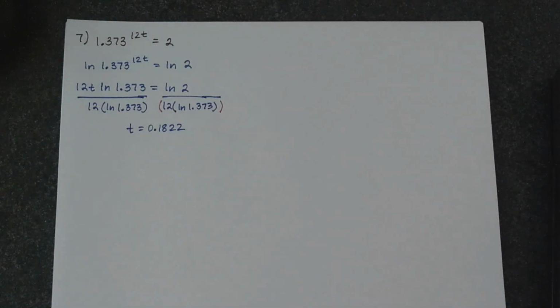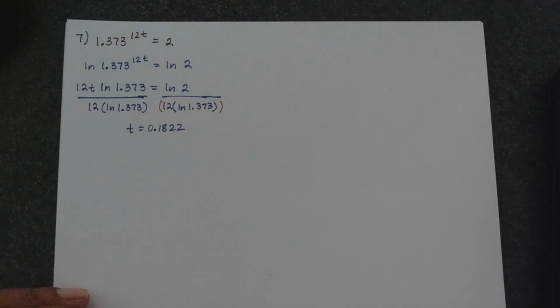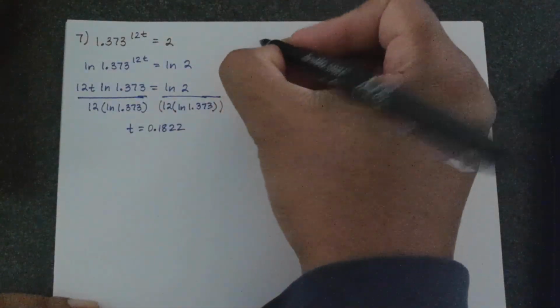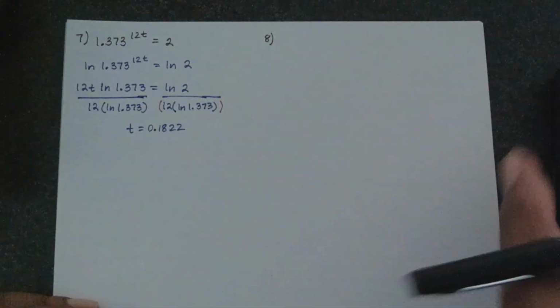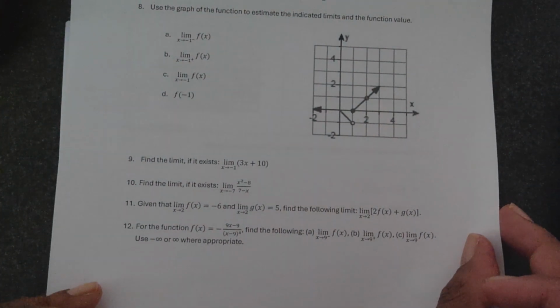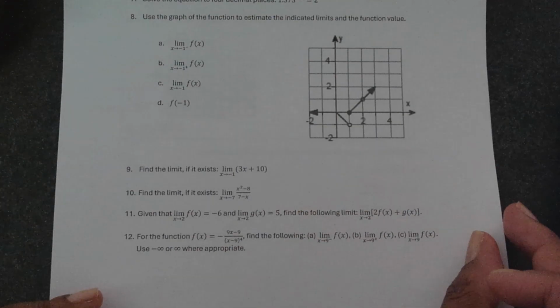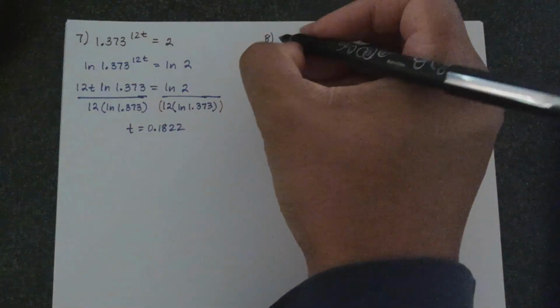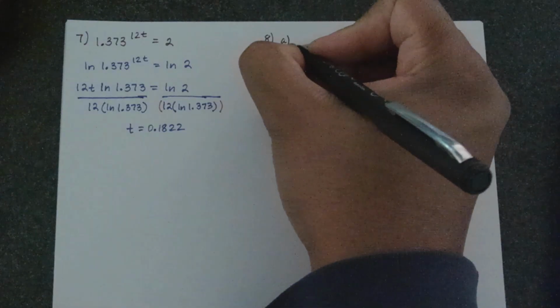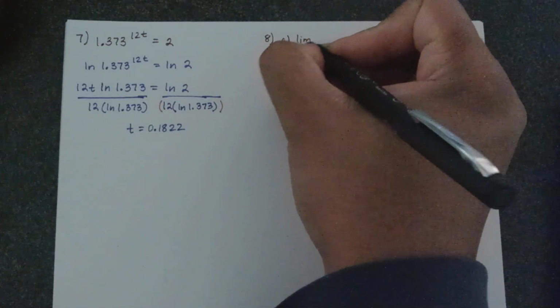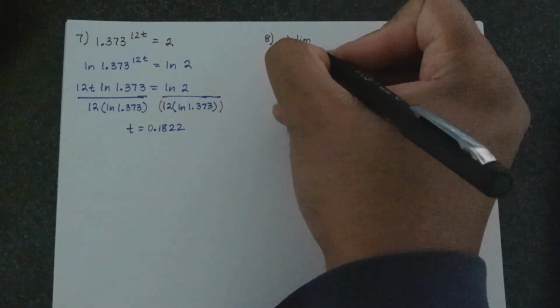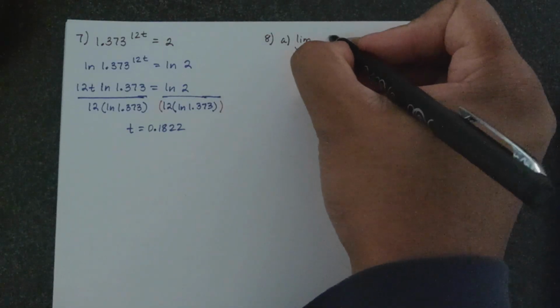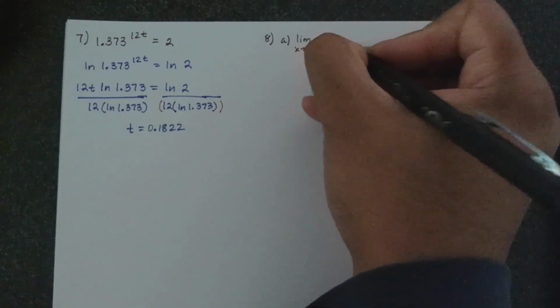Okay, number 8 deals with, well, from here on out, this deals with just limits. All right, so problem number 8. Here you're going to use the graph of the function to estimate the indicated limits and the function value. So in part A of number 8, you have the limit as x approaches -1, and that's from the left, of the function f of x.